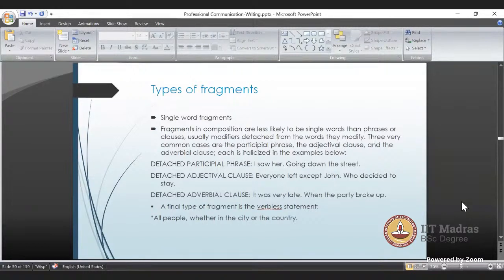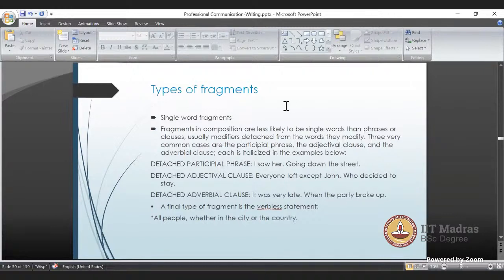Are these three understood? Why we call them participial phrase, detached adjectival clause, and detached adverbial clause? Clear? Why we call them adjectival, adverbial and participial? Yes, ma'am. Ma'am, please explain the first one. Which one? The participial phrase. Yes, ma'am.